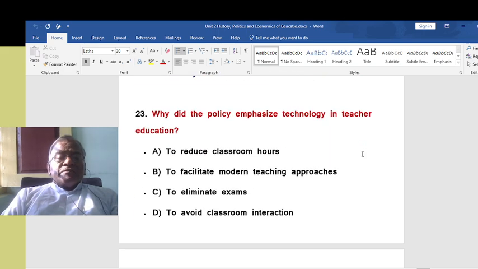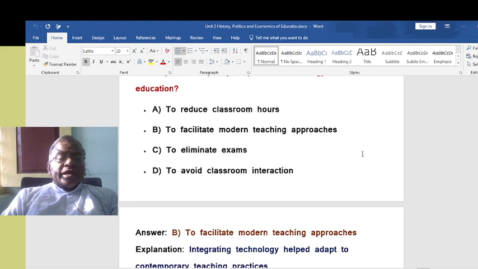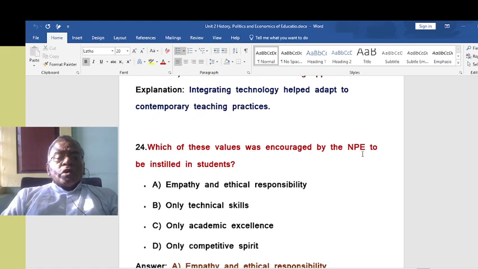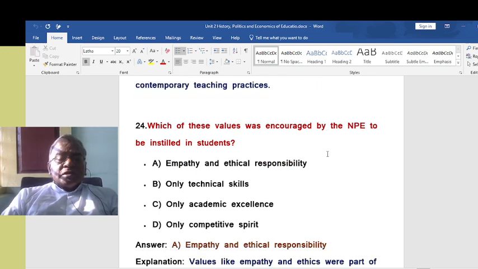What did the policy emphasize? Technology in teacher education, that is to facilitate modern teaching approaches. Integrating technology helped adapt to contemporary teaching practices. Which of these values was encouraged by the NPE to be instilled in students? That is empathy and ethical responsibility.